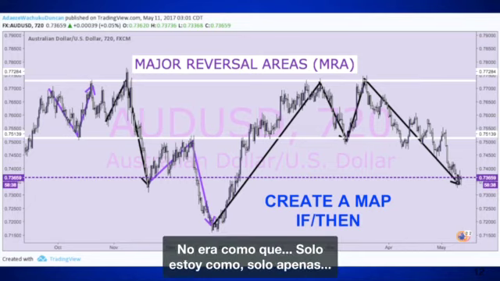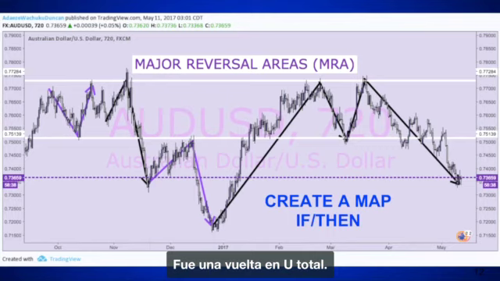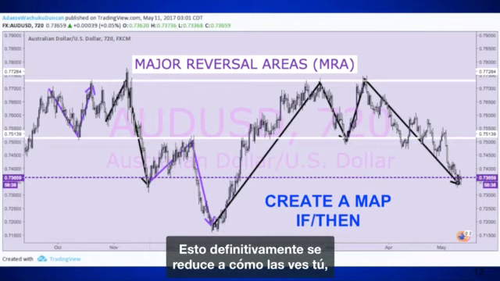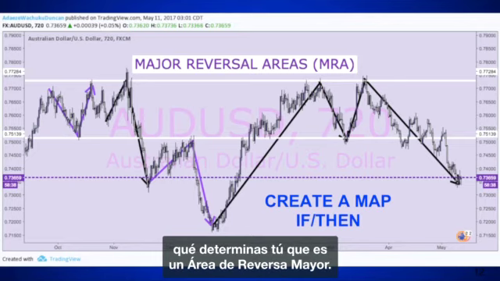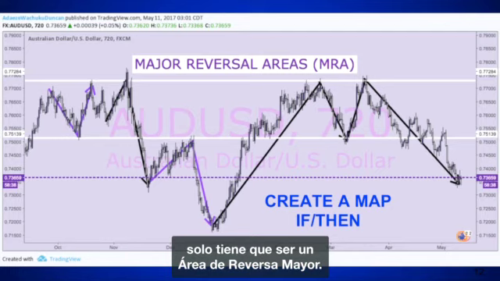It wasn't like I'm just slightly chilling, doing a little dip and then going up. It was a complete U-turn, a complete turn. So those areas I call major reversal areas. It comes down to how you see them. What do you determine a major reversal area? It doesn't have to be perfect. It just has to be a major reversal area.